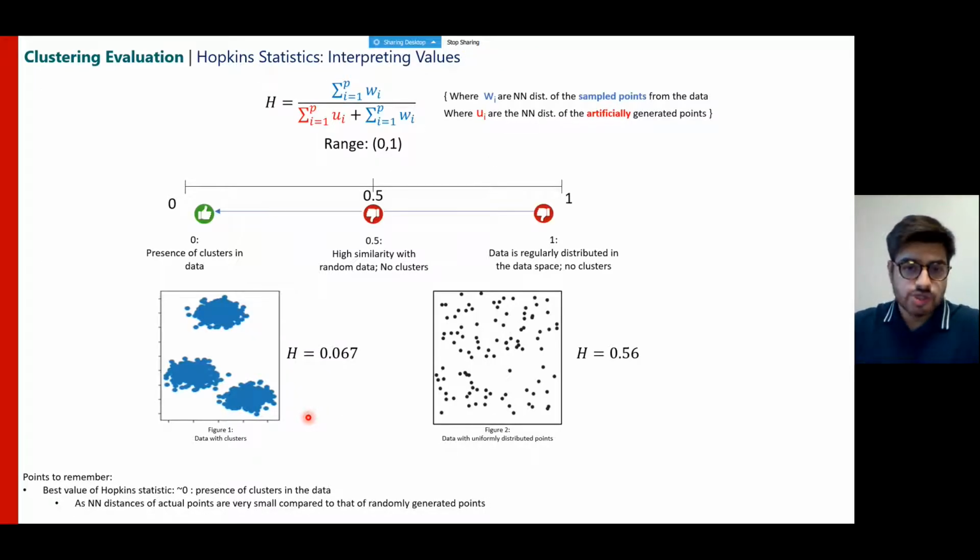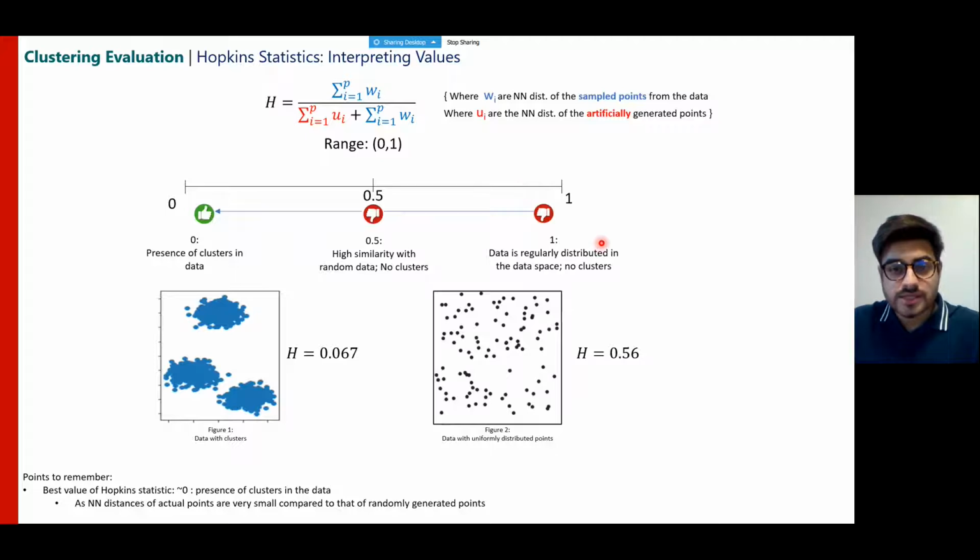Now interpreting these values. So the range of the Hopkins statistic is between 0 and 1. 0 meaning that the value of wi is very small. That means that the points in the actual data are much closer than the artificially generated points, which means that there are inherently some clusters in the data. A value of 0.5 is achieved when they are somewhat equal. So if wi summation and ui summation is somewhat equal, say 1, then we see a value of 1 upon 1 plus 1, which is 1 by 2, which is an exact value of 0.5. So we see this when the data matches completely with random data. So there are no clusters in the data.